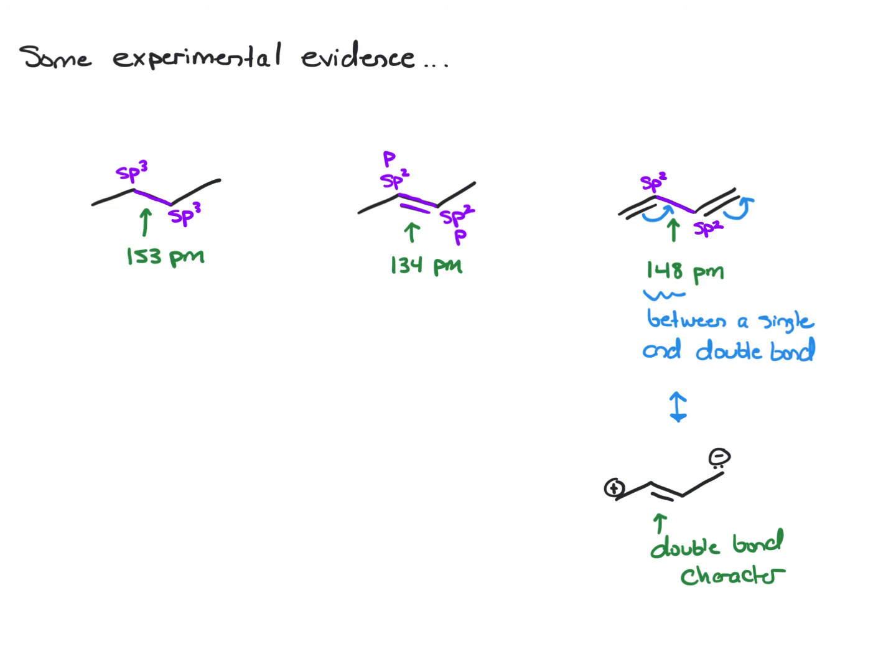But if we do draw the p orbital picture for this, and put all the p orbitals in, even though it's not readily apparent, there's also p orbital overlap happening between those two carbons. So all 4 carbons share p orbital overlap.